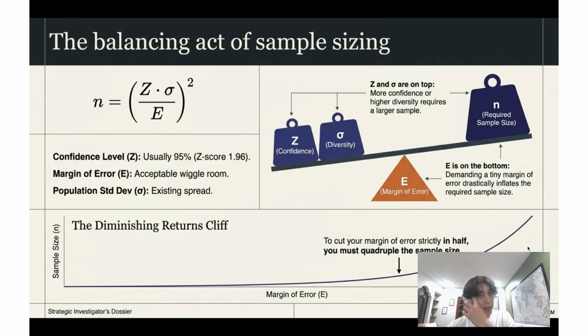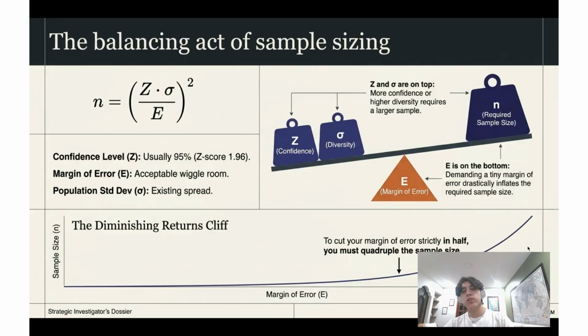And then the balancing act of sample sizing. Again, three concepts here: the confidence level, written by a C, usually 95%, and the Z score of this value is written like 1.9596. The margin of error, written by E, is the acceptable wiggle room, and the population standard deviation is the existing spread.